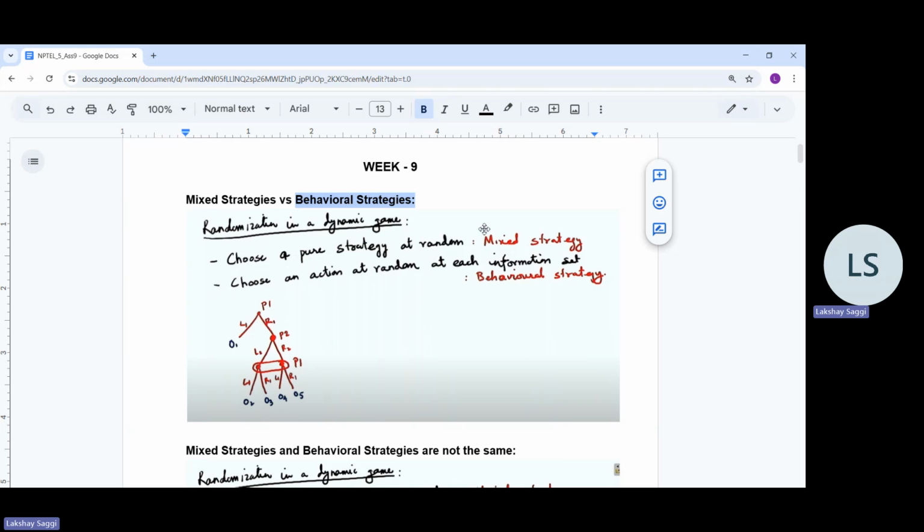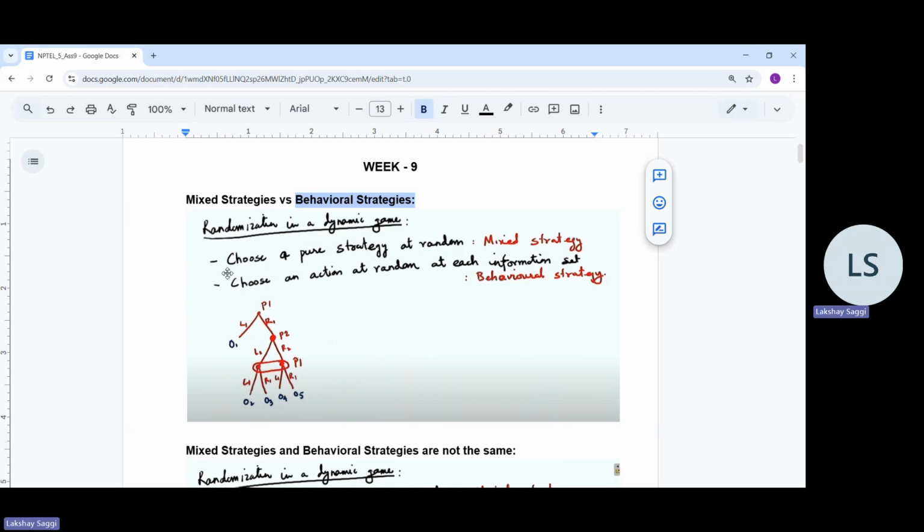But we can think of randomization in another sense in a dynamic game, where we are not randomizing at the start itself. In a mixed strategy, we are randomizing at the start itself: our first step is randomization, and we randomly choose a pure strategy, and using that randomization I define all of my future steps. Though those steps are chosen at random, everything is defined at the start itself, before the actions even begin.